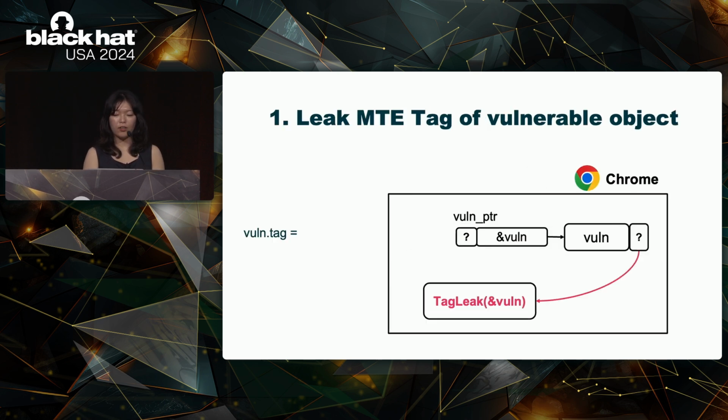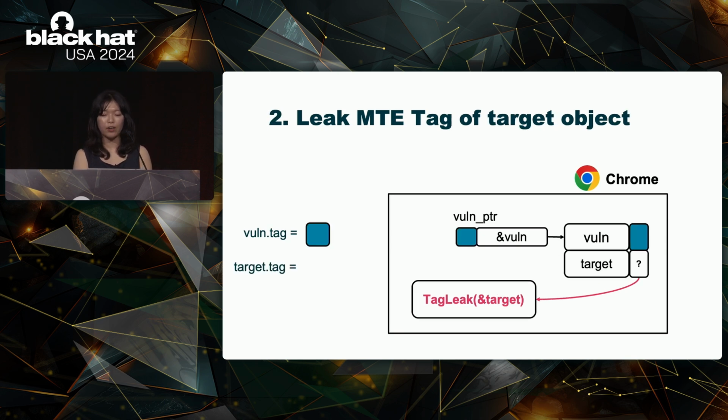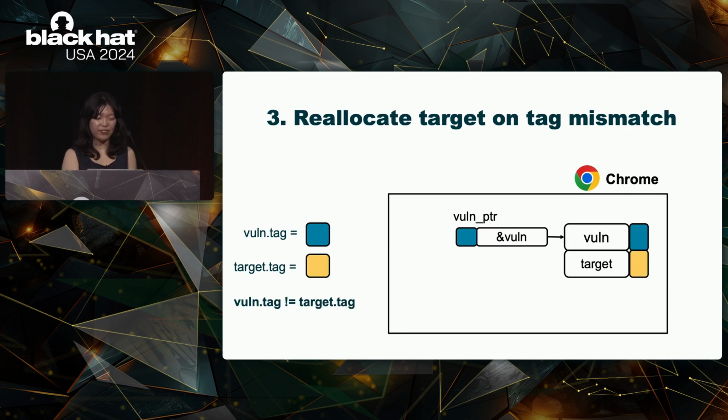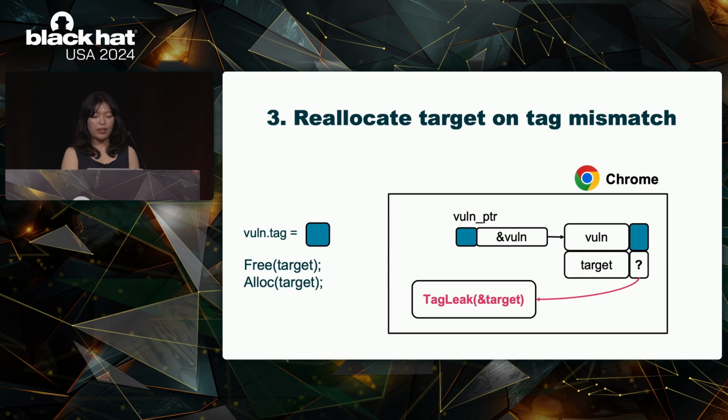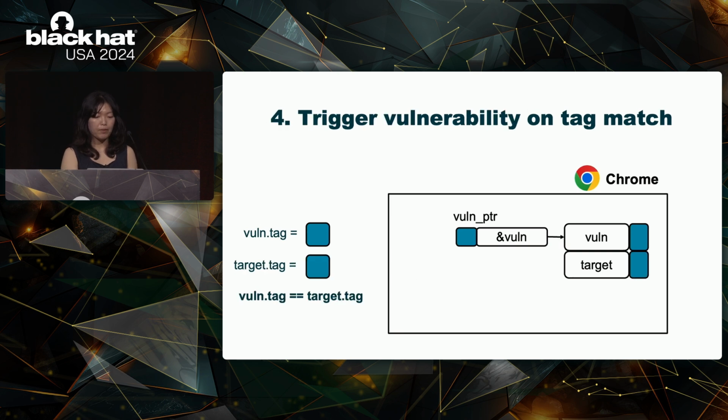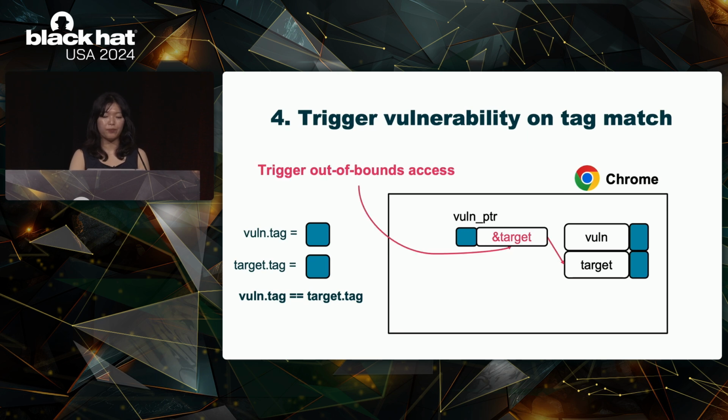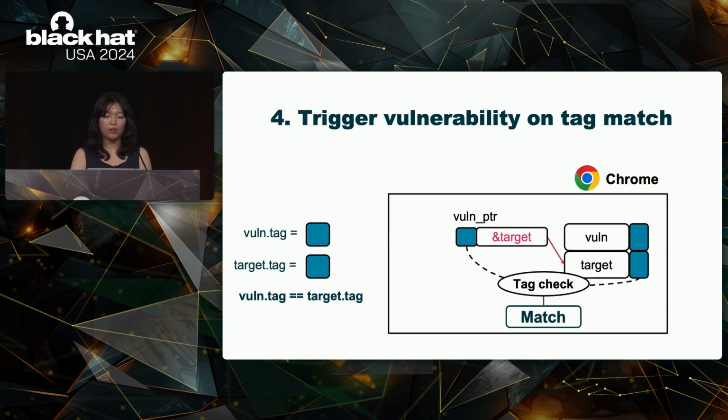First, the attacker leaks the tag of the vulnerable object, and then leaks the tag of the target object. If the tags do not match, we reallocate the target object and leak the tag again. If they match, now we can trigger the out-of-bounds memory access. The tag check would pass, so the attacker can successfully bypass MTE.